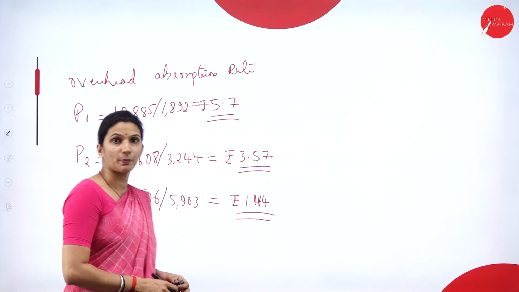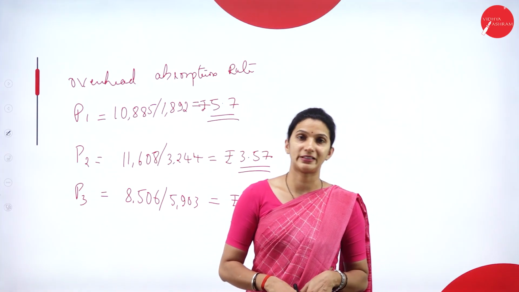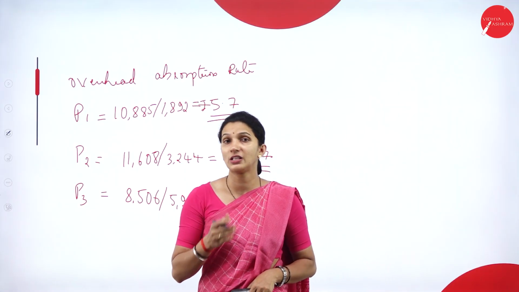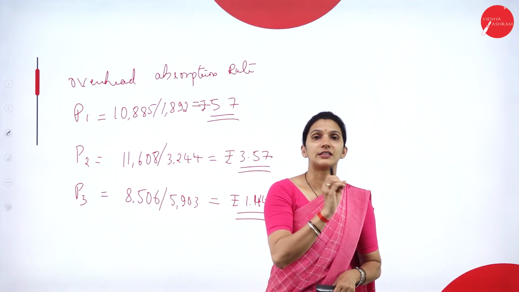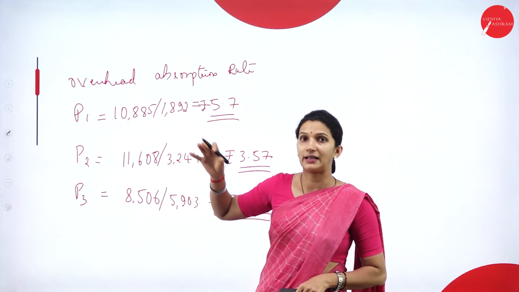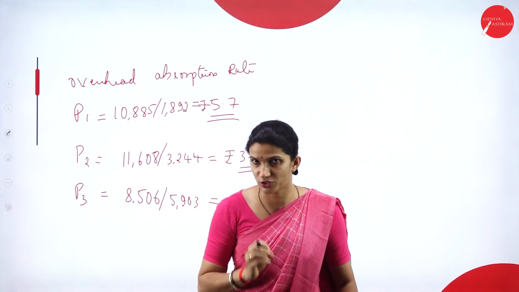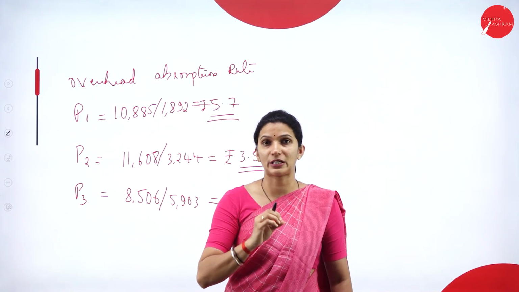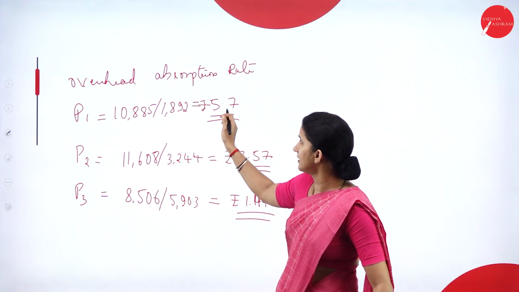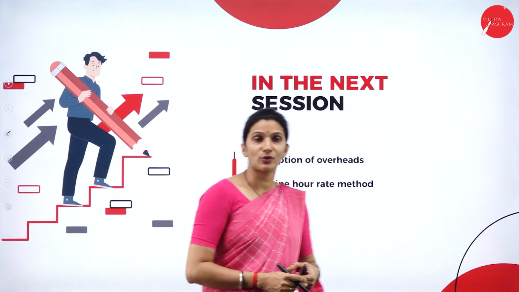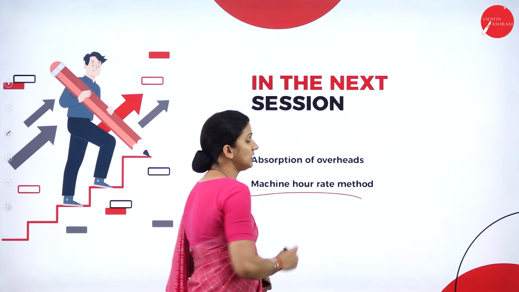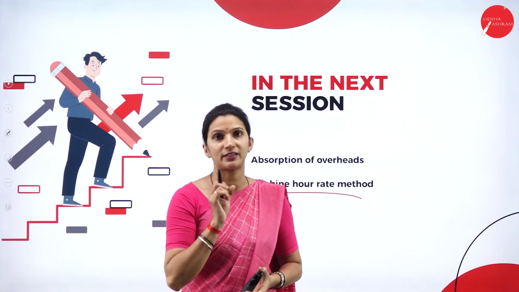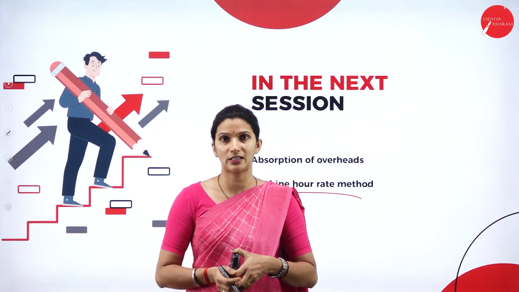So this is how we need to prepare the secondary distribution under the repeated distribution method. The first step is the preparation of the primary distribution, the second step, in continuation of that, is the secondary distribution summary, and the last one is calculating the overhead absorption rate. We will do these calculations only when working hours or productive working hours are given in the question. In the next session, we are going to calculate the absorption of overhead under the machine hour rate method, another important method for absorption rate calculation. We will see that in the next session.